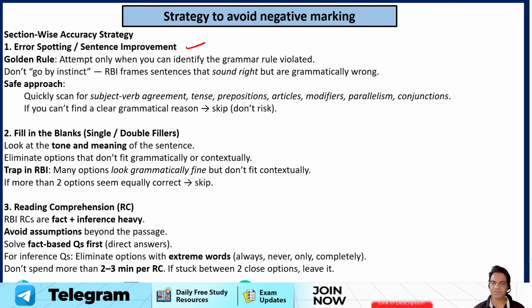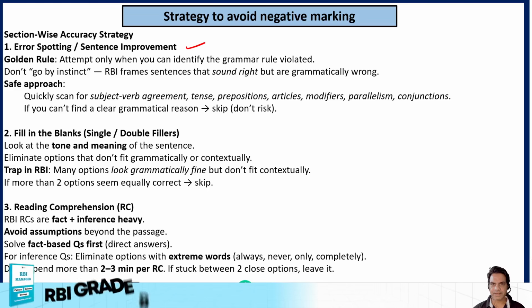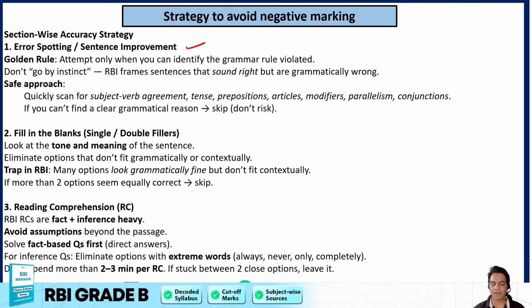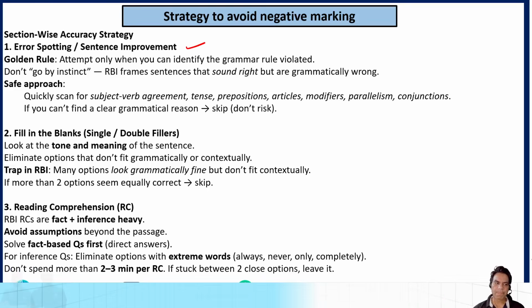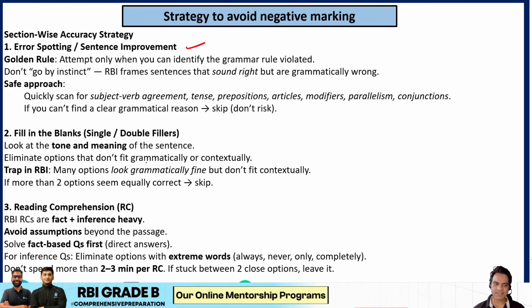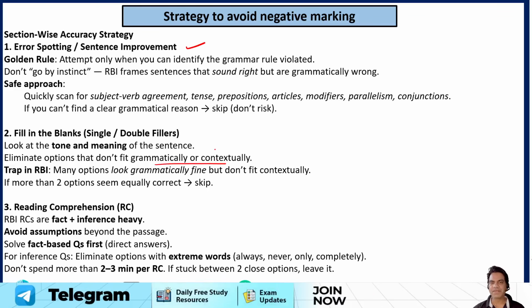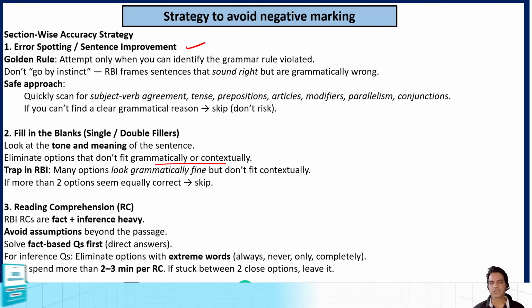Then after you've understood the meaning of the sentence, choose the word which should fit in the blank according to grammar. For example, if the blank is for an adjective, or if the blank is for a verb, if the blank is for a noun or for a preposition, you should be clear with it and then eliminate the obvious options. So look at the tone and the meaning of the sentence, eliminate options that do not fit grammatically or contextually. Now you can eliminate the options on the basis of grammatical conciseness and contextual aptness.